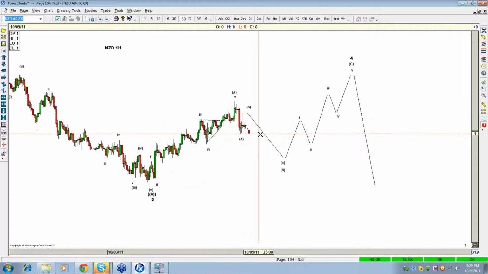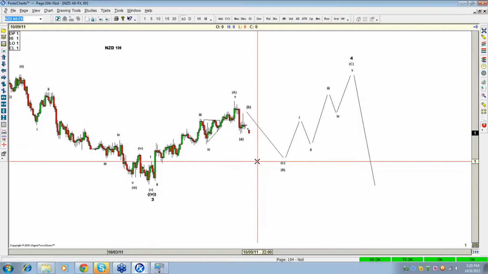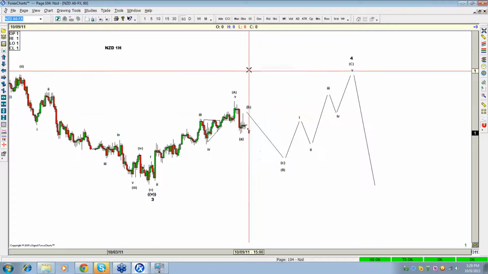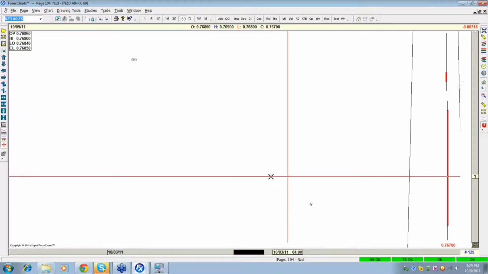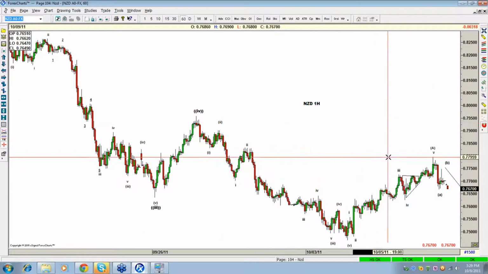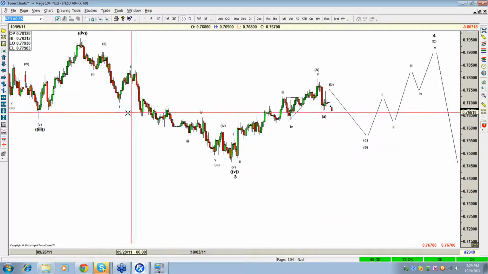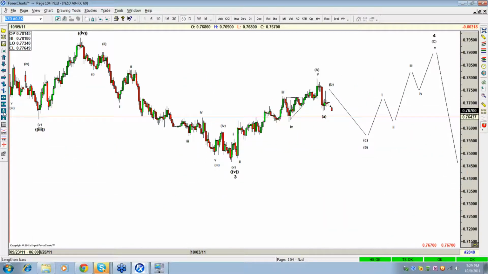Look. I don't want New Zealand to make a new low before going back. That's going to be very risky to the downside. I guarantee you that. And that's going to modify my trade that I have presented. And I'll tell you why.